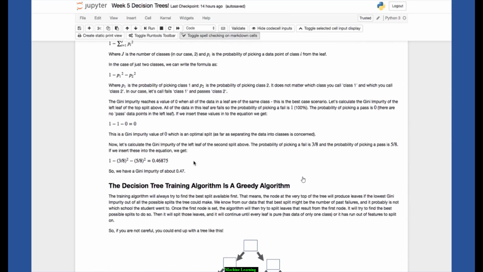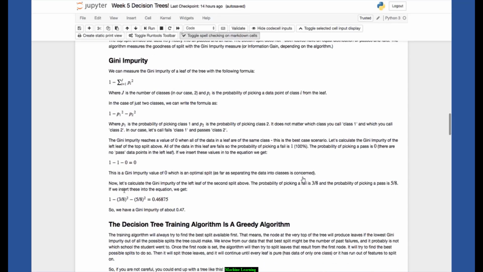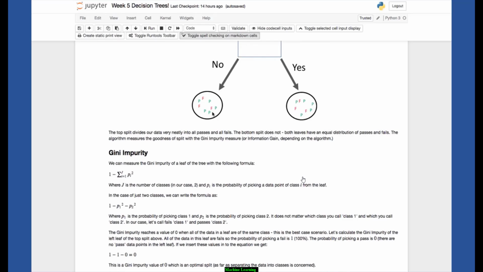So let's calculate the Gini impurity for this leaf. All right, so what is the probability of picking a fail? Well, it's 3 out of 8, right? We have 8 data points, 3 are fails, so the probability is 3/8. The probability of picking a pass is 5/8. So let's go down here and put those in the formula. 1 minus 3/8 squared minus 5/8 squared equals 0.46875. So we'll just say about 0.47. And because these leaves are really the exact same, right? 3 fails and 5 passes in each, then the Gini impurity is the same in both, in this case.